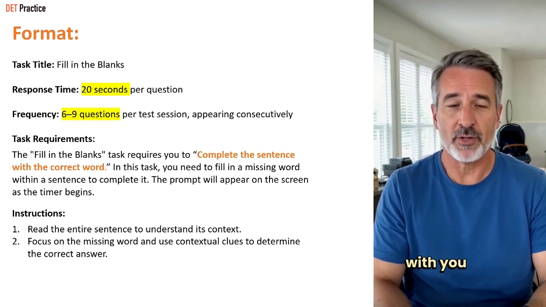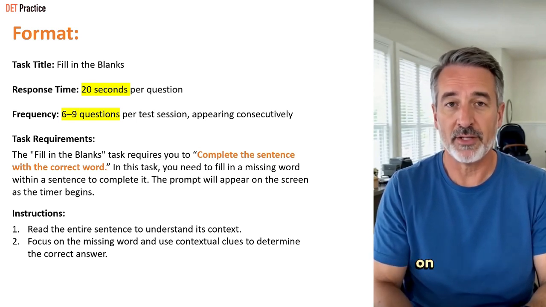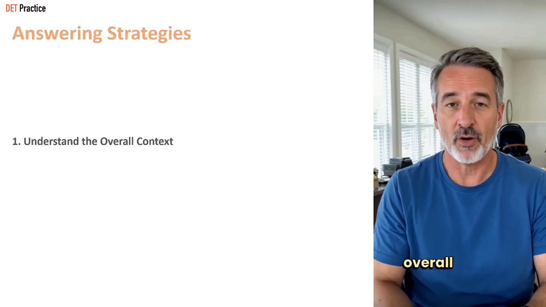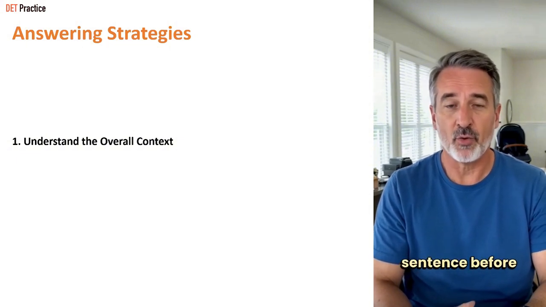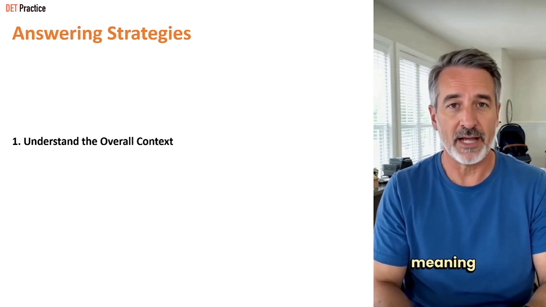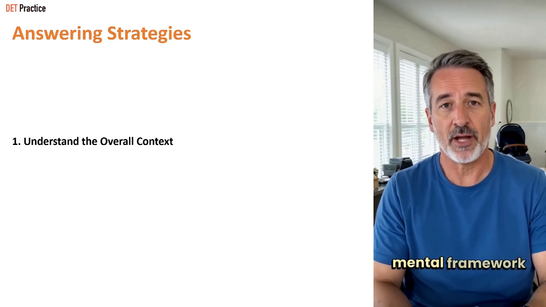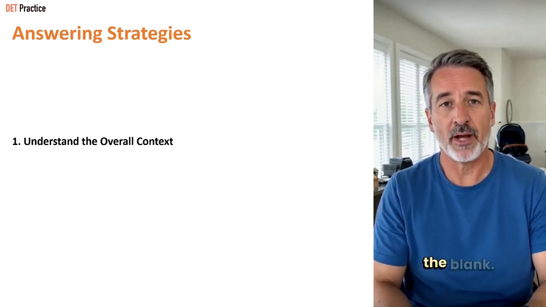Let me share with you 7 key strategies that will significantly improve your performance on this task. Strategy number 1. Understand the overall context. This means carefully reading the entire sentence before attempting to fill in the blank. It's essential that you grasp the meaning and context of the sentence as a whole. This creates a mental framework that helps you predict what word would naturally fit in the blank.